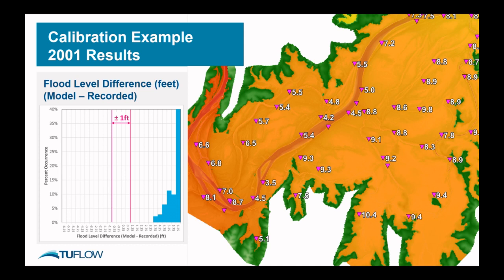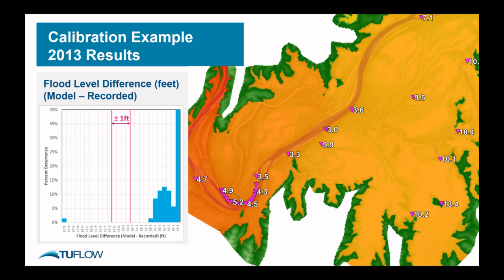And the histogram on the bottom left is showing a summary of that complete data set. Ideally, I'd be hoping to get the recorded level and the model result within plus or minus 1 foot of each other. That's typically considered a good fit. So this is now the 2013 event result, and it's also quite a horrible calibration.